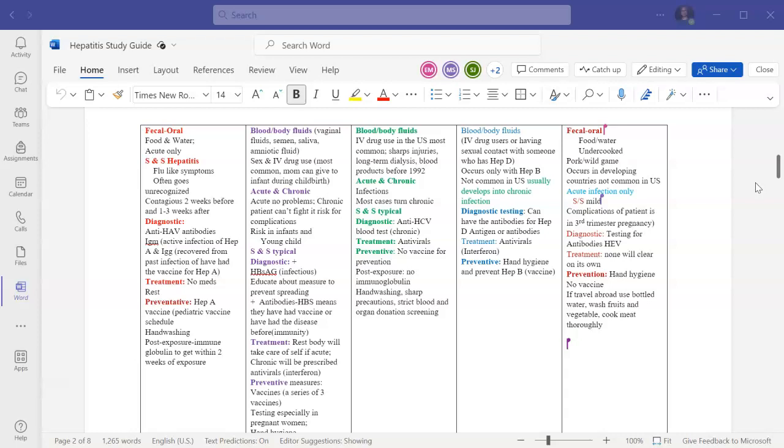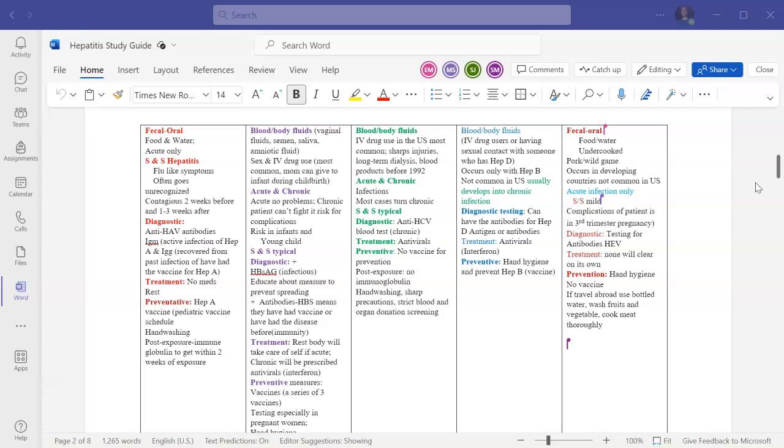We've talked about hepatitis A. Is there anything different we need to mention about hepatitis E? Hepatitis E usually clears on its own. There's no vaccine. If you're traveling, you need to boil your water or use bottled water. Wash fruits and vegetables. Make sure that you're cooking your meats very thoroughly.